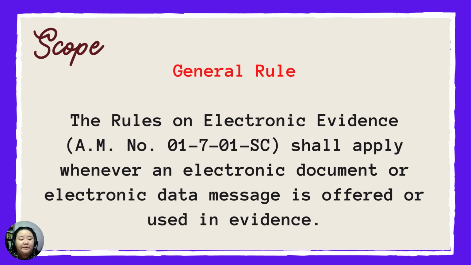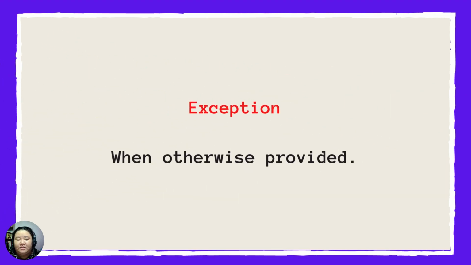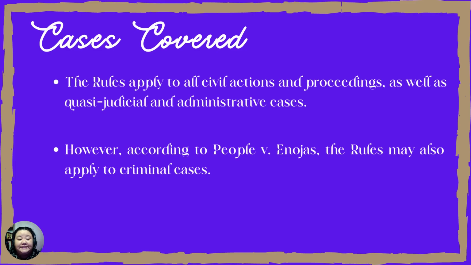Scope. The general rule: the rules on electronic evidence shall apply whenever an electronic document or electronic data message is offered or used in evidence. Exception: when otherwise provided. Cases covered: the rules apply to all civil actions and proceedings as well as quasi-judicial and administrative cases. However, according to People v. Enojas, the rules may also apply to criminal cases.